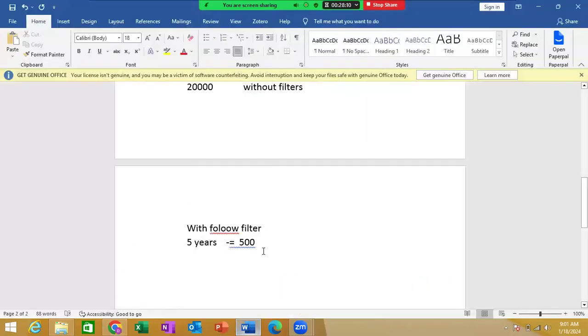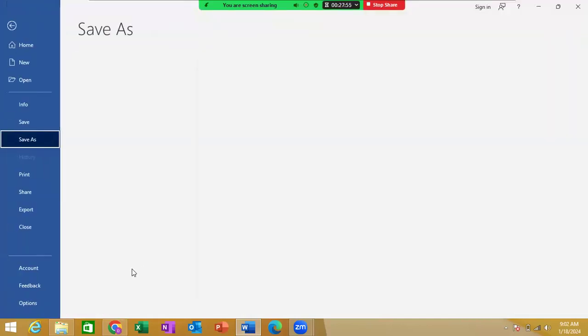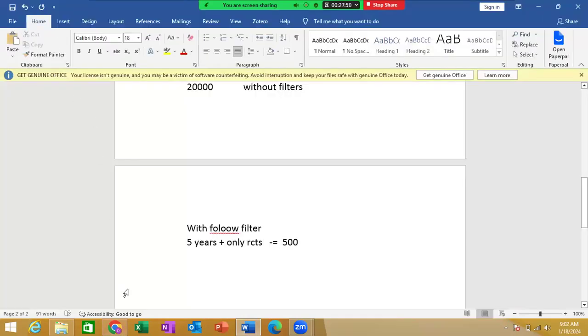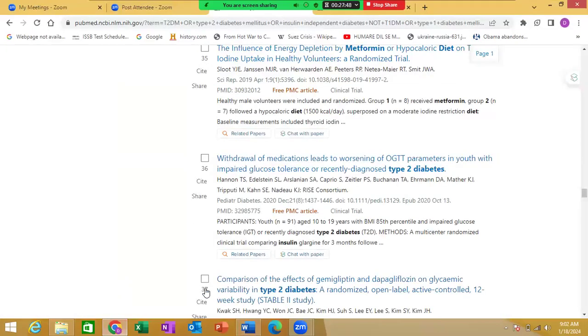You will add it here. Which filter? 5 years plus only RCTs. This is your methodology being written. Remember this. Keep doing this. Just, I'm telling you what I do.